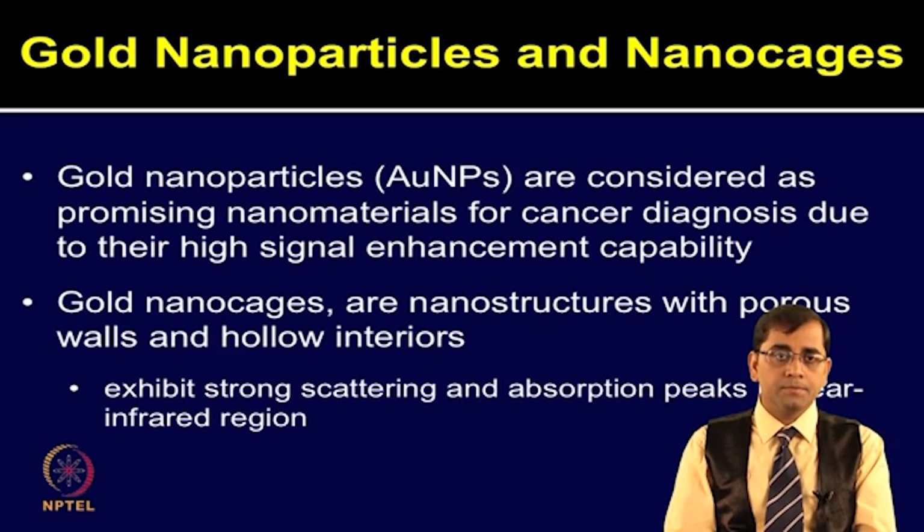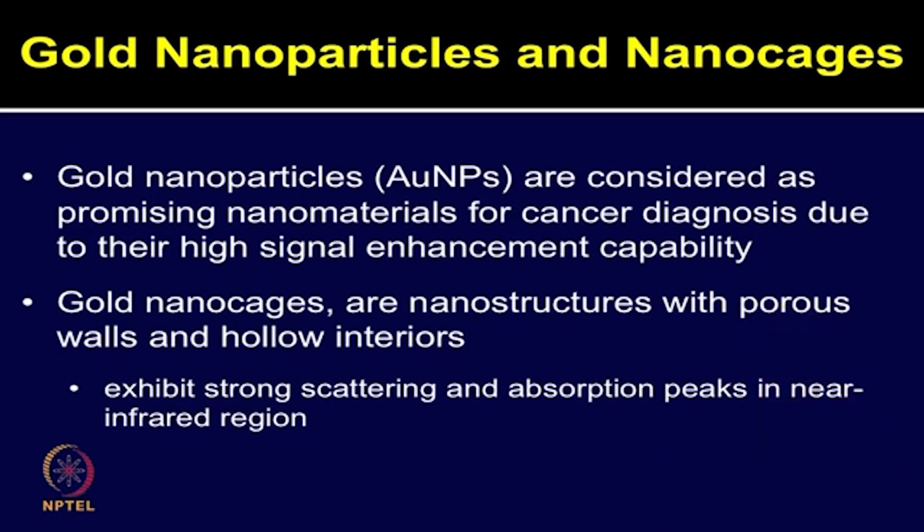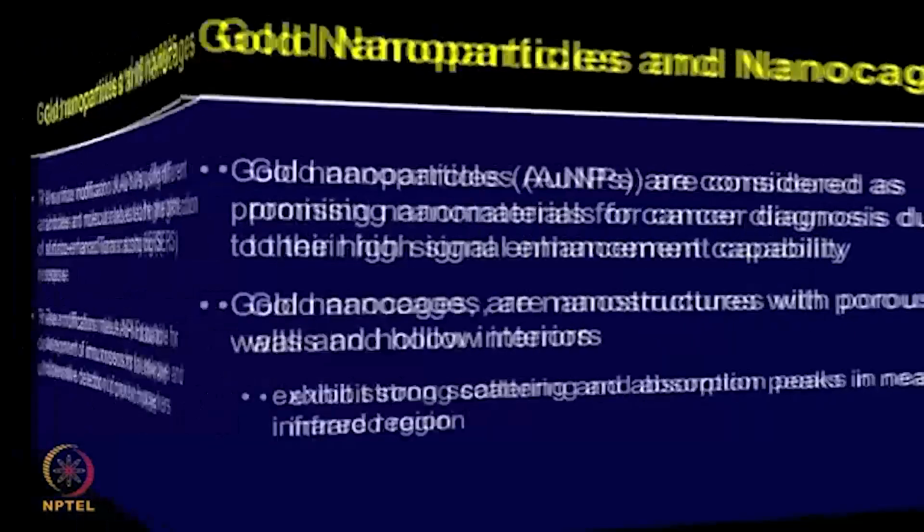These gold nanoparticles and nano cages are considered as promising nanomaterials for cancer diagnosis because of their high signal enhancement capability. Gold nano cages, which have been developed more recently, are nanostructures with porous walls and hollow interiors. They exhibit strong scattering and absorption peaks in the near infrared region.